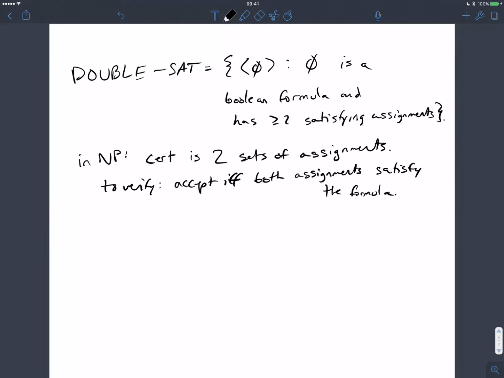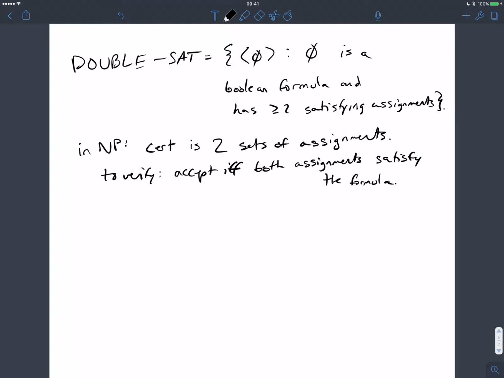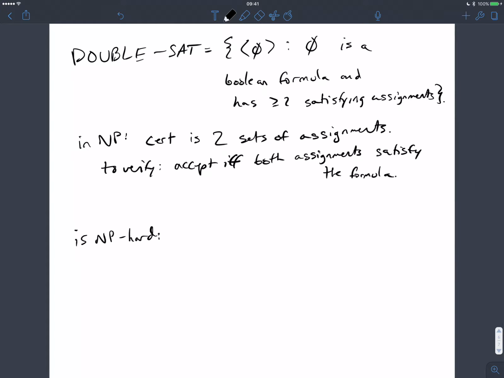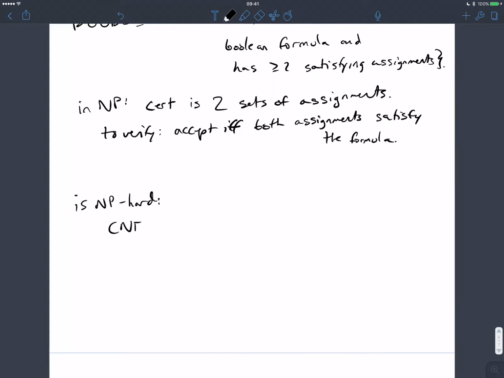If I want to show it's NP complete, what else do I need to do? NP hard. Let's see. Now we have to pick what NP complete problem we should reduce to double SAT. We have to take some input in another problem and transform it into a formula that has at least 2 satisfying assignments. What's a problem that seems really close to double SAT? How about another SAT problem? CNF SAT, 3 SAT, all of them work. So let's reduce CNF SAT to double SAT.